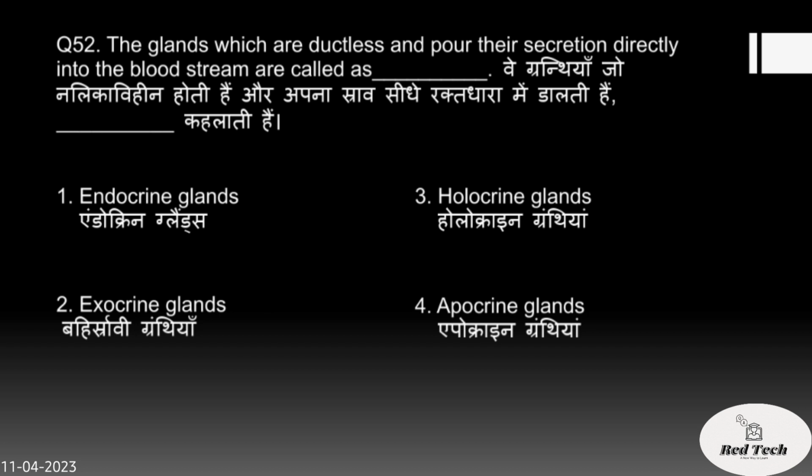Question number 52. The glands which are ductless and pour their secretion directly into the bloodstream are called. So we have to tell which glands pour their secretion directly into the bloodstream. Option 1 is endocrine glands, option second is exocrine glands, option third is holocrine glands, and option 4 is apocrine glands. We will discuss in detail the endocrine and exocrine gland chapter in upcoming videos. So you can see the right answer is option number 1, which is endocrine glands.